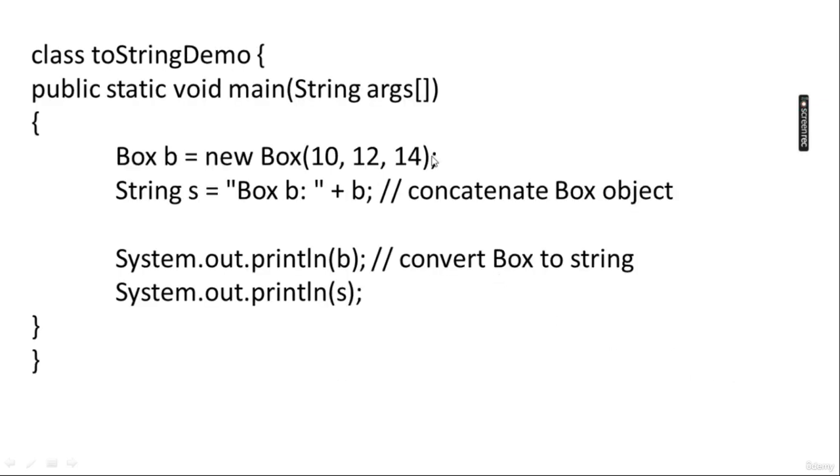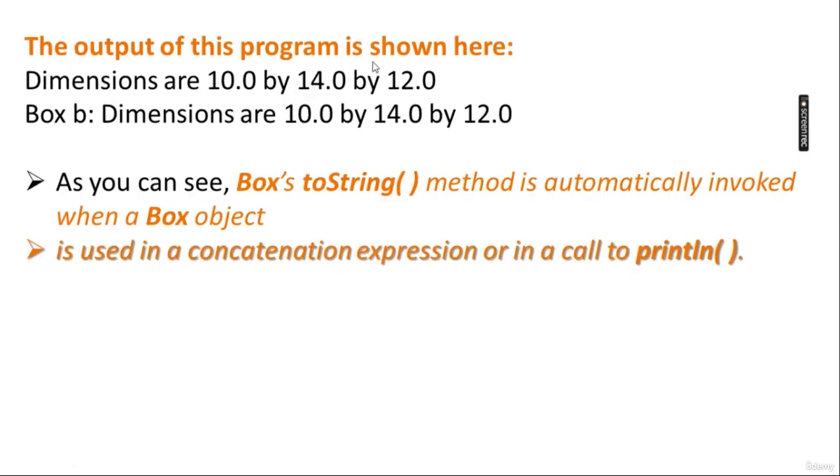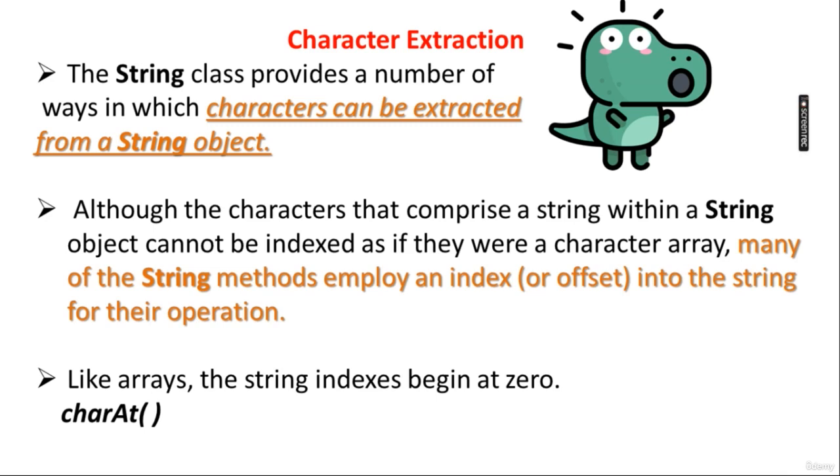Okay, so 10, 20, 12, 40. Okay, concatenate the Box object, Box b, plus b. So "Box b dimensions are", it will display 10 by 14 by 12. Okay, Box b dimensions are 10 by 14 by 12. Okay, the Box toString method is automatically invoked when a Box object is used in a concatenation expression or in a call to println.